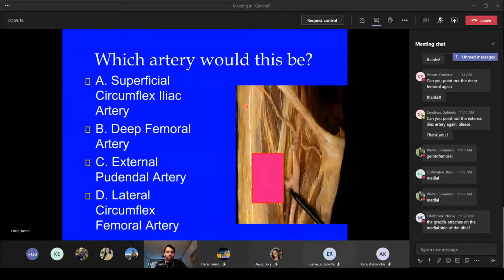Okay, so which artery would this be? So testing you a little bit here. Is it going to be the superficial circumflex iliac artery, the deep femoral artery, the external pudendal artery, or the lateral circumflex femoral artery?